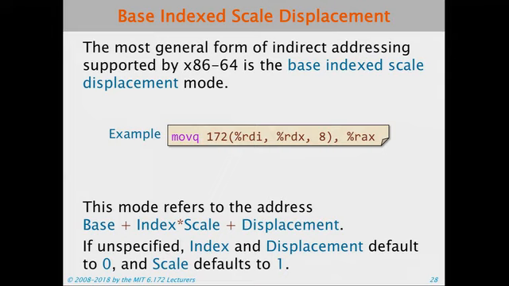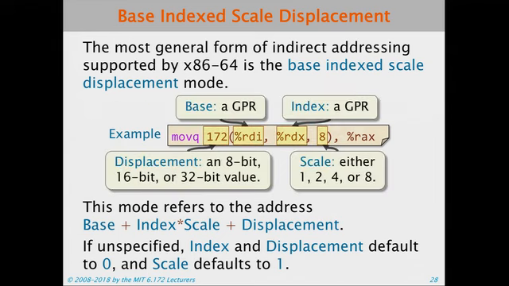The mode refers to the address, whatever the base is. Okay, so the base is a general purpose register, in this case RDI. And then it adds the index times the scale. So the scale is 1, 2, 4, or 8. Okay, and then a displacement, which is that number on the front. Okay, and this gives you very general indexing of things off of a base pointer.